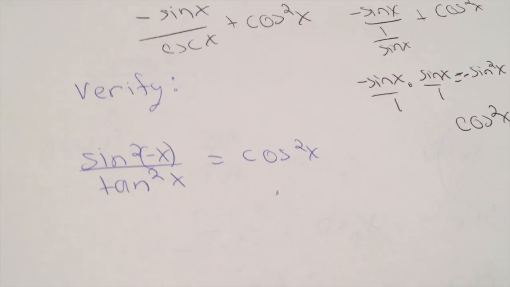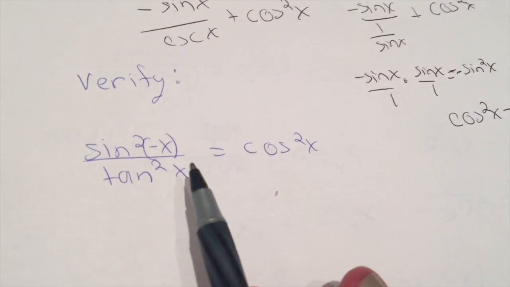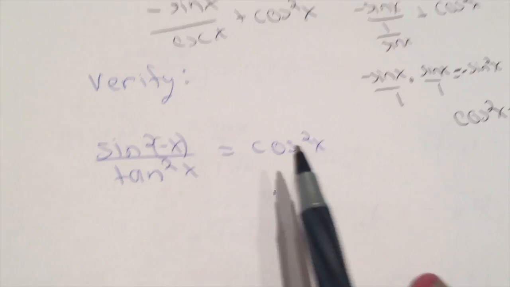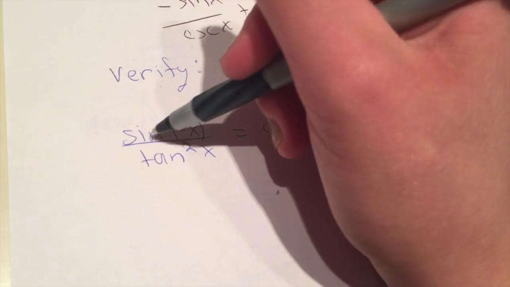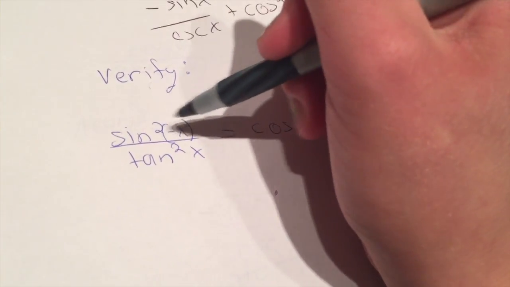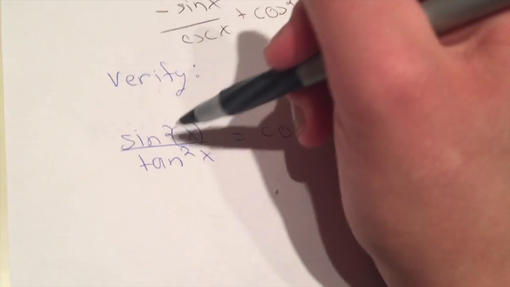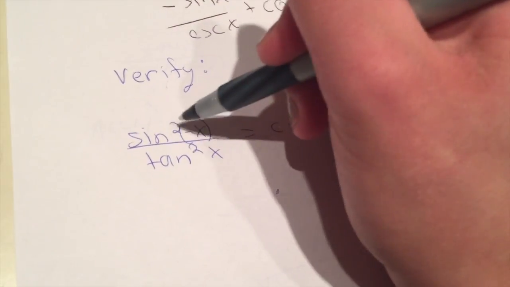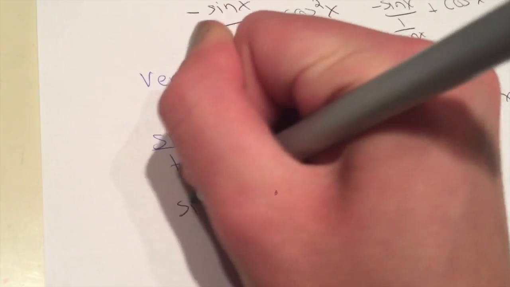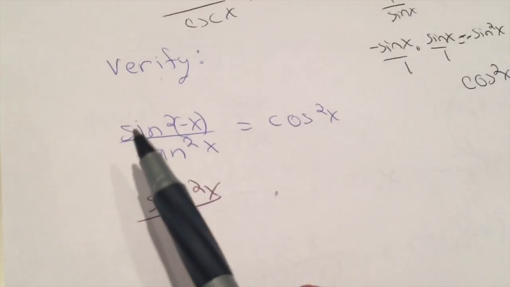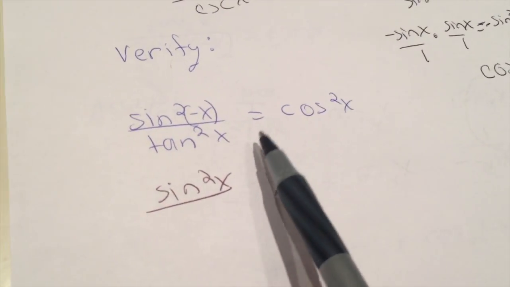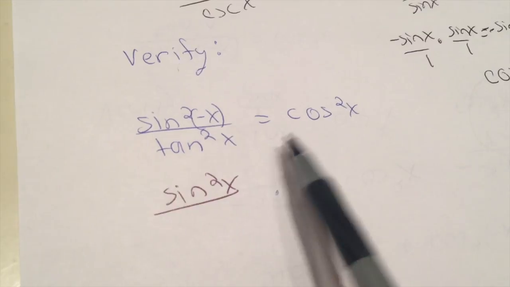Now let's try to verify. Sine squared negative x over tan squared x equals cosine squared x. By using the same even-odd identity, we can make sine squared x into negative sine squared x, but it would actually be positive. Because it is squared, you would cancel out the negative. So just write sine squared x over, and tangent can be simplified to sine squared x over cosine squared x.